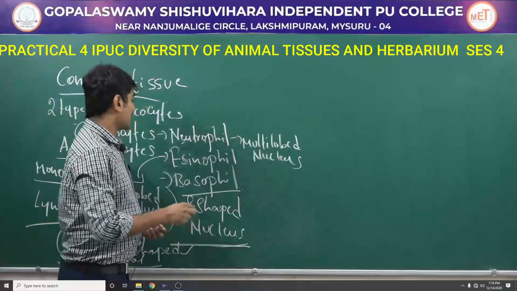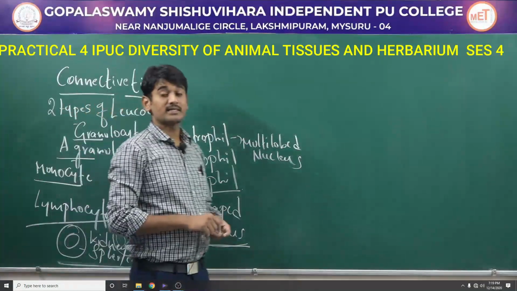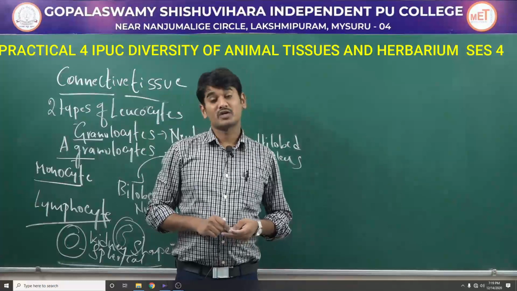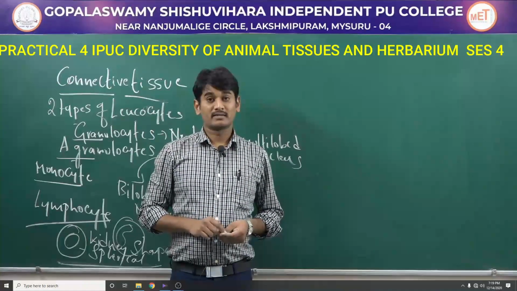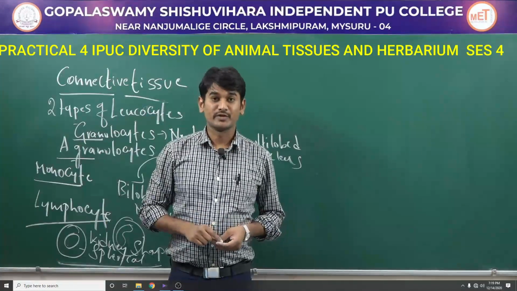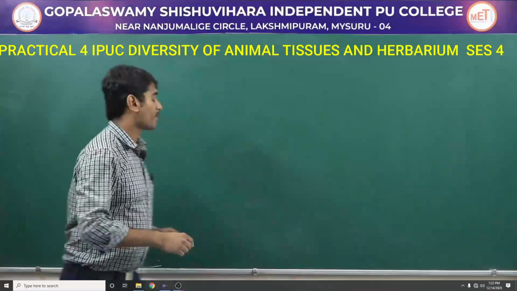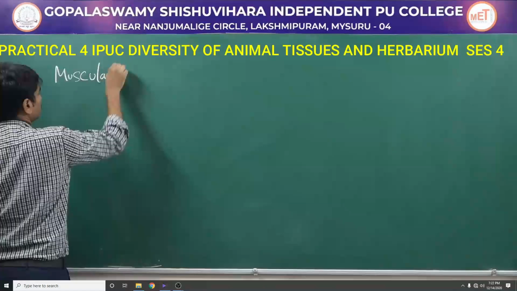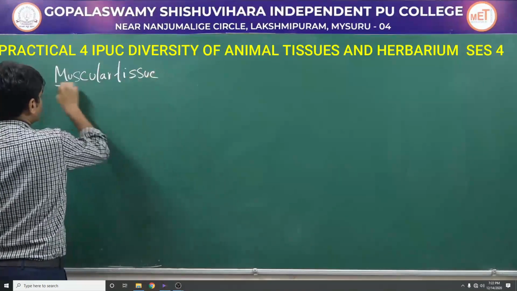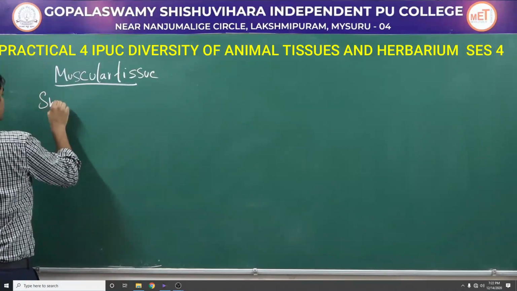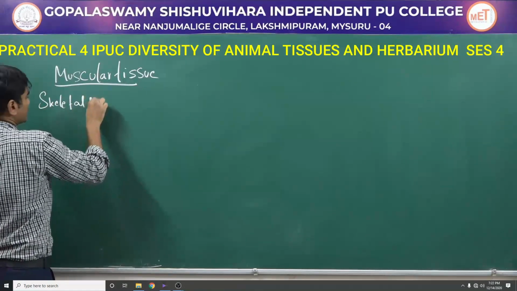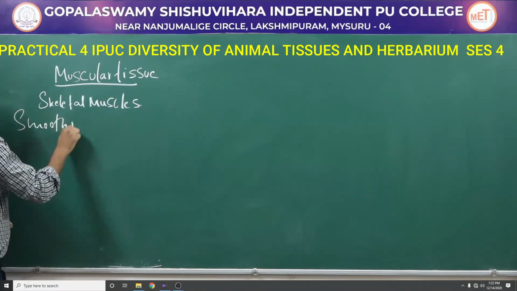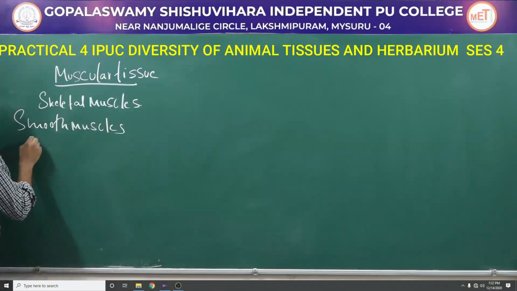The agranulocytes include monocytes and lymphocytes. The monocyte shows a kidney-shaped nucleus and the lymphocyte shows a spherical-shaped nucleus. These are all about connective tissue. The next one is muscular tissues. The muscular tissues include skeletal muscles, smooth muscles and cardiac muscles.